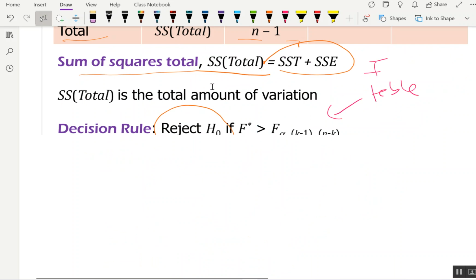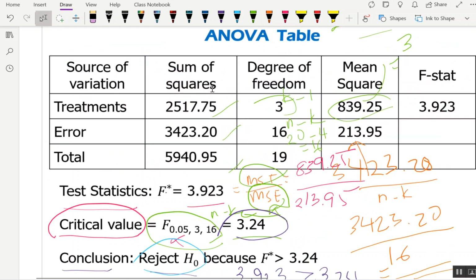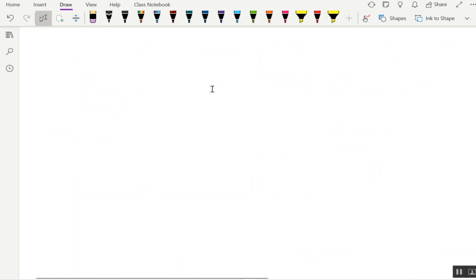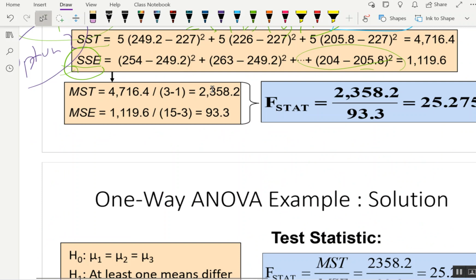Alright, so now we look at this here. Once they have calculated the SSE, now they get this value here. Now you need to get your MST and MSE. So here you get 4716.4 divided by how many here? k minus 1, and this is n minus k, right? Your k is 3, so n is 15, 5 times 3, right? So you get this MST and MSE.